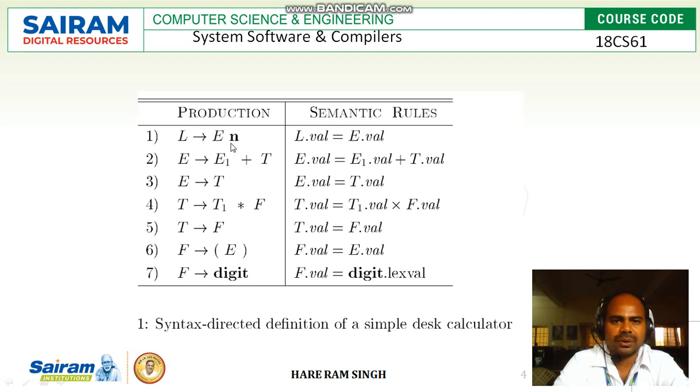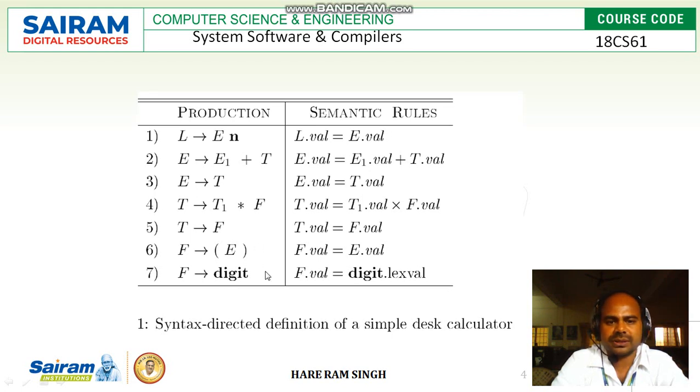For that, suppose val is the attribute of E and L, then its semantic rules will be L.val equal to E.val. Then E.val equal to E1.val plus T.val, and E.val equal to T.val, and T.val is equal to T1.val into F.val. Then T.val is equal to F.val. F.val is equal to E.val, and then F.val is equal to digit.lexval.